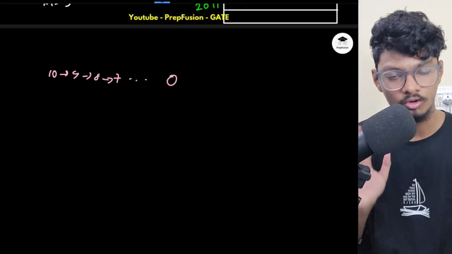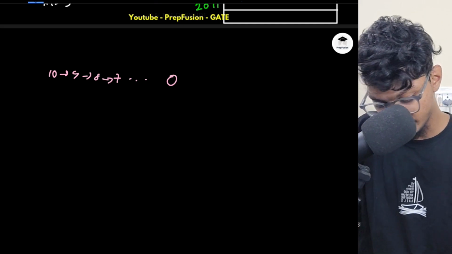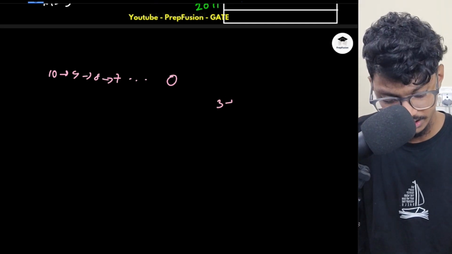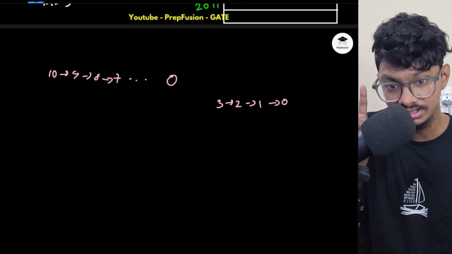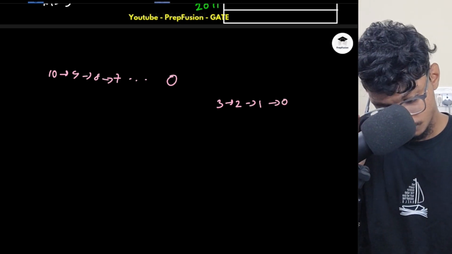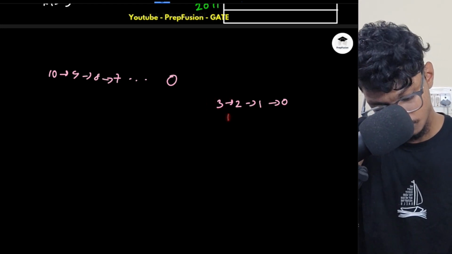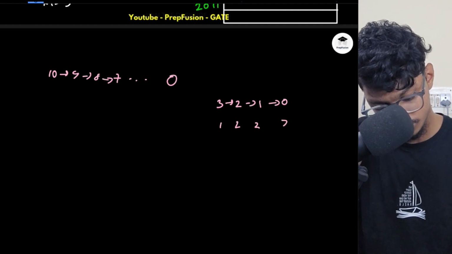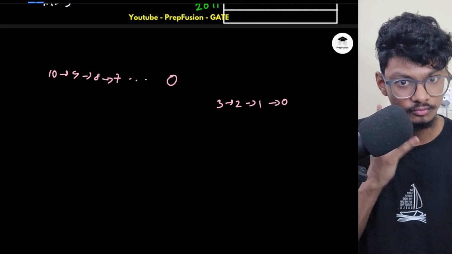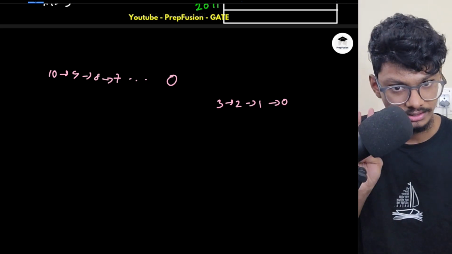In these types of cases, always take a smaller example. So let's take an example. If I start from 3, then I will go to 2, then to 1, then to 0. Okay, so how many times did the loop run? When this was 3, obviously we run the loop once, right? So here the loop ran once. Okay, 1, 2, 3, 4. So we ran 4 times, right? So the loop ran here 4 times.